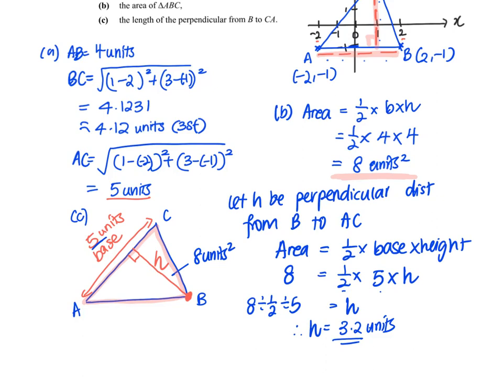Right? And if I want to find the perpendicular distance from point B all the way to the line AC, it needs a 90-degree angle. So that means this is my perpendicular height. And if that's my perpendicular height, this one will be my base. So area of triangle is half times base times this height. So that's why I can use this equation and I get H to be 3.2 units. Have you gotten the concept?